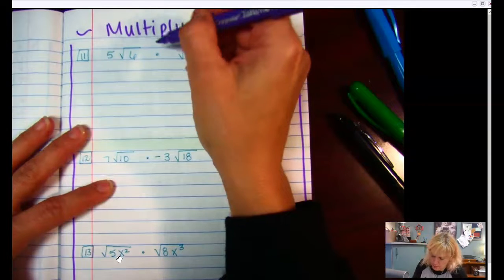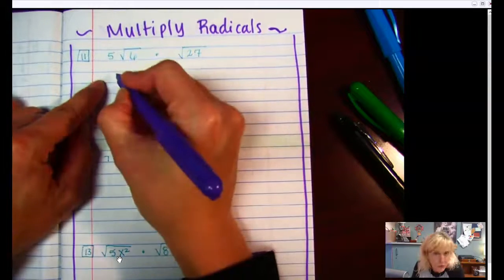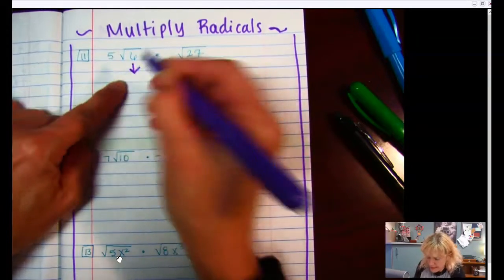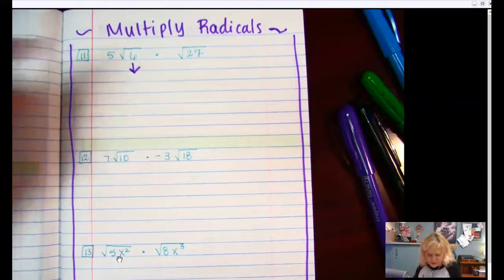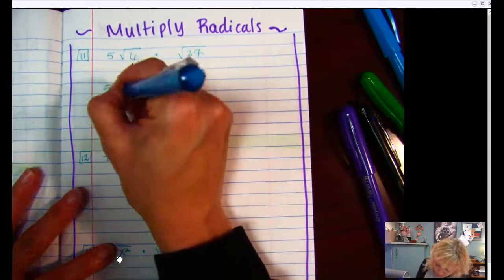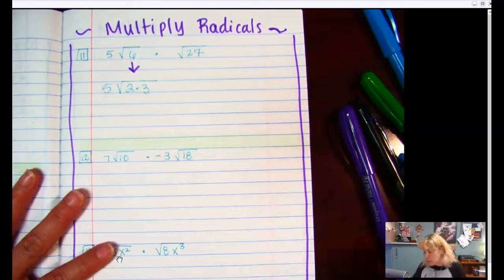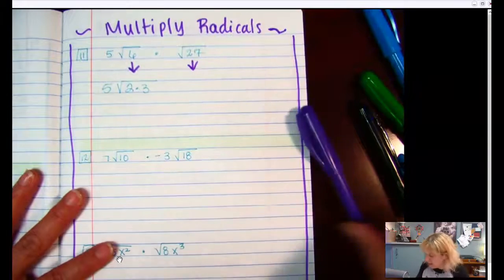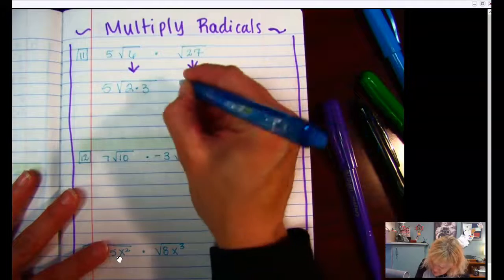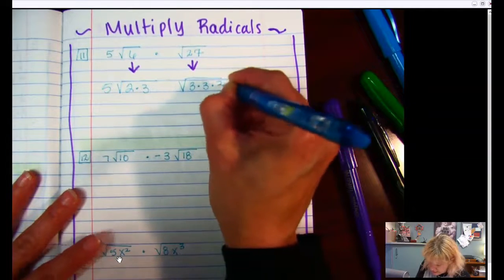So what I'm going to do is, watch what I do here. We're going to take this 6 and we're going to factor this 6. And this 6, according to my math is fun factor generator, is 2 times 3. Then we're going to take the 27. We're going to do the same thing to the 27. When I factor the 27, it's 3 times 3 times 3.